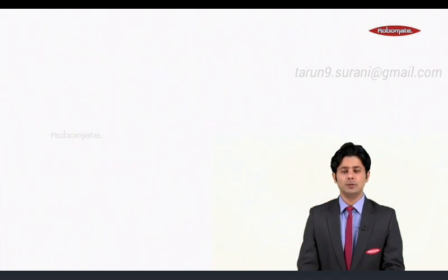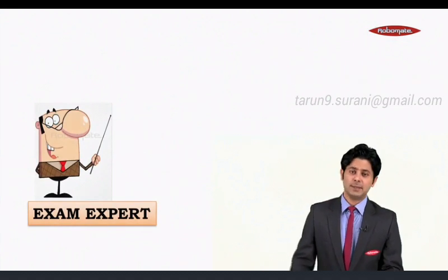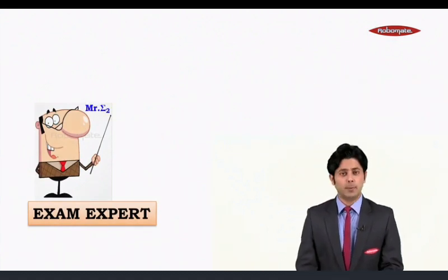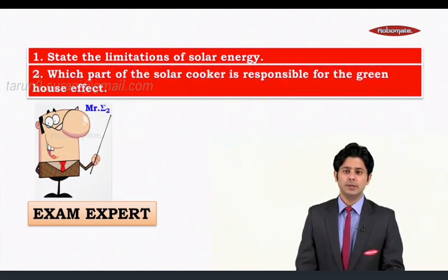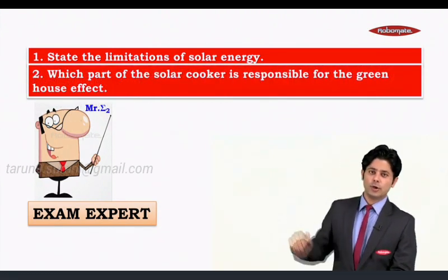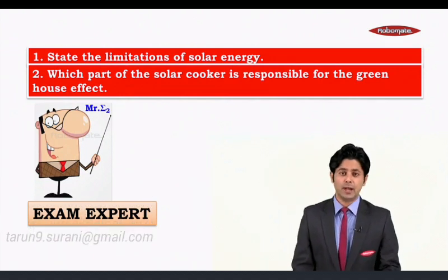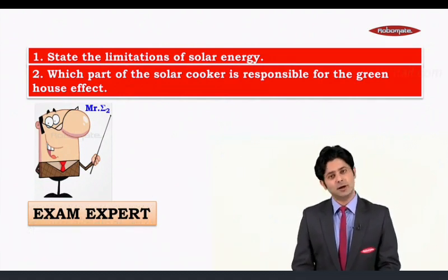Now we have come to the end section, Exam Expert Corner, and for this module the important question is, state the limitations of solar energy. The next one: which part of the solar cooker is responsible for the greenhouse effect, which we have already discussed earlier? Thank you.